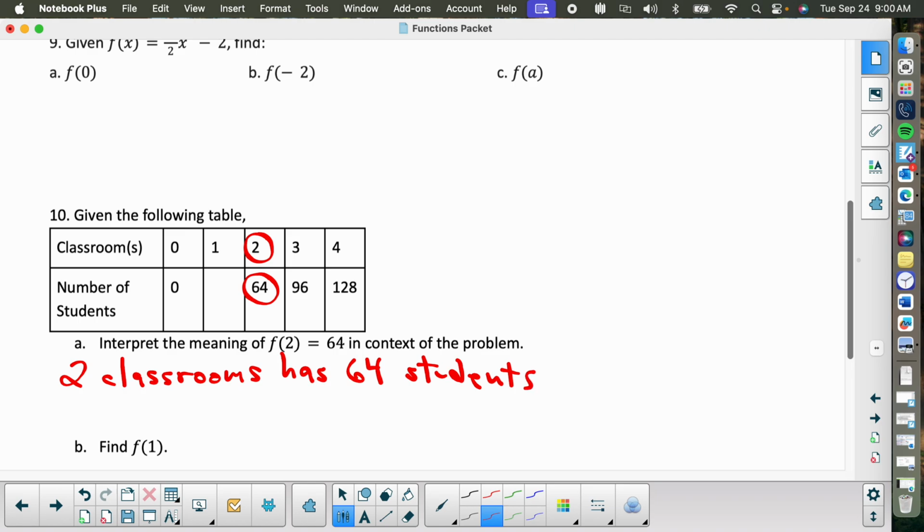Now, do you want me to write your answer for B? Because you actually figured out the harder one. How'd you figure out 32 anyway, by the way?